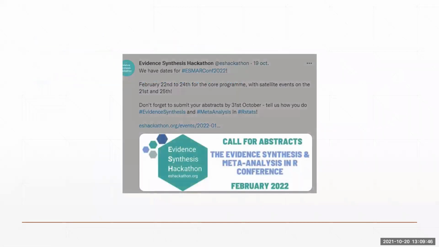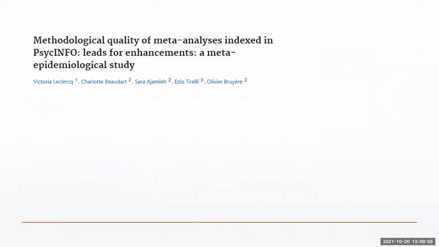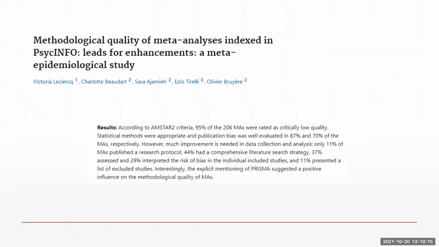So that was the introduction. Now we're going to the sad part of the presentation. I will show you two meta-studies about meta-analysis. The first one is called Methodological Quality of Meta-Analyses Indexed in PsycInfo: Leads for Enhancement, a meta-epidemiological study. It's an analysis of the quality of meta-analyses that were published in PsycInfo, not only psychological meta-analyses. This study was published in 2020.